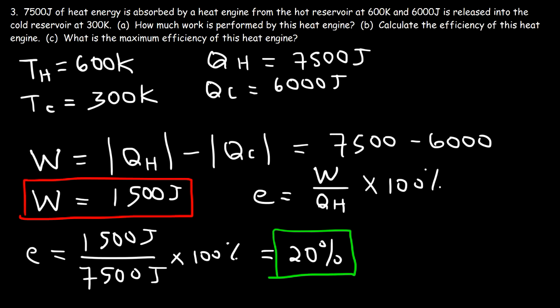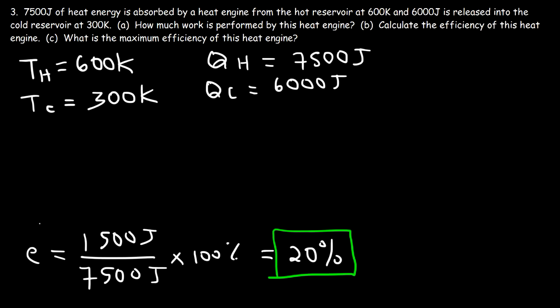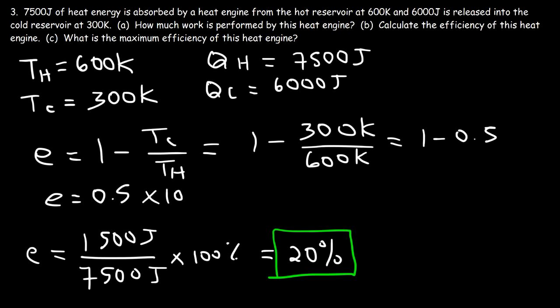Now, what is the ideal efficiency? What is the maximum efficiency of the heat engine, or basically of a Carnot engine with these operating temperatures? So the formula that we're going to use is this equation. It's going to be 1 minus Tc divided by Th. So this is going to be 1 minus 300 Kelvin, that's Tc, and Th is 600 Kelvin. 300 divided by 600 is 0.5, and 1 minus 0.5 is 0.5. So the efficiency is 0.5, and if we multiply that by 100%, it's 50%.